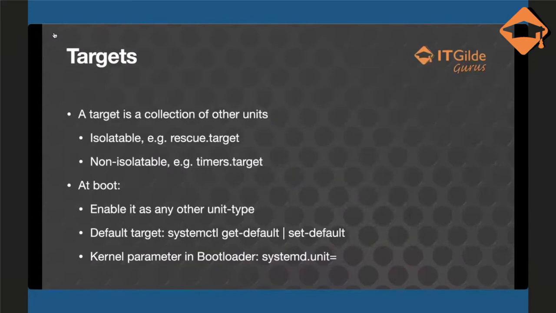An isolatable target can be started during boot. You can set this specific target permanently using the systemctl set-default parameter, or override the default target as a kernel parameter from the bootloader configuration using the systemd.unit= directive, which is of course very useful for debugging purposes. Use the rescue target or even the debug-shell target to reset your password.